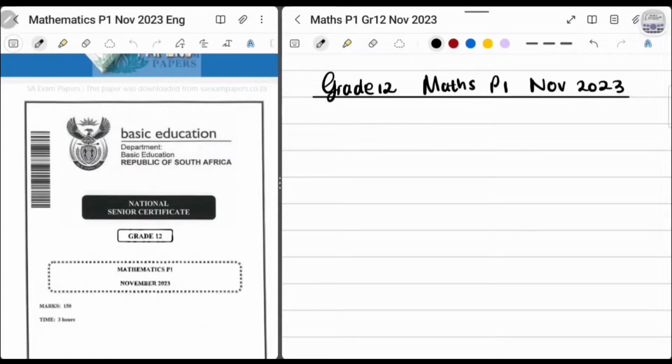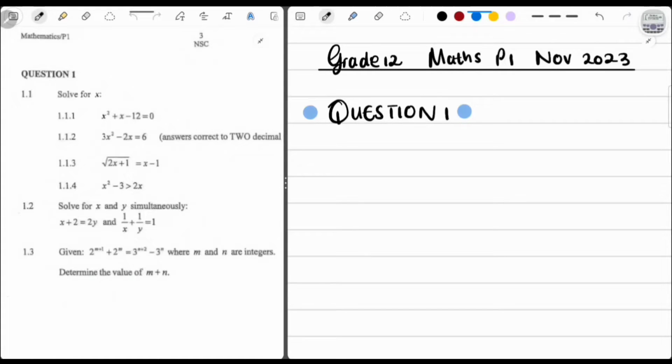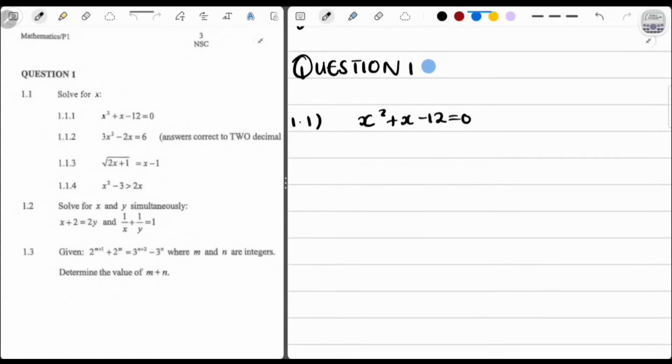So we start off with question 1. Okay, question 1.1.1, we have the usuals. In this one, you have been given something that has not already been factorized. We have x squared plus x minus 12 is equal to 0. And so we have to factorize it. So we're going to open up two brackets, equate it to 0. And we're saying what times what gives us x squared, that's x times x.